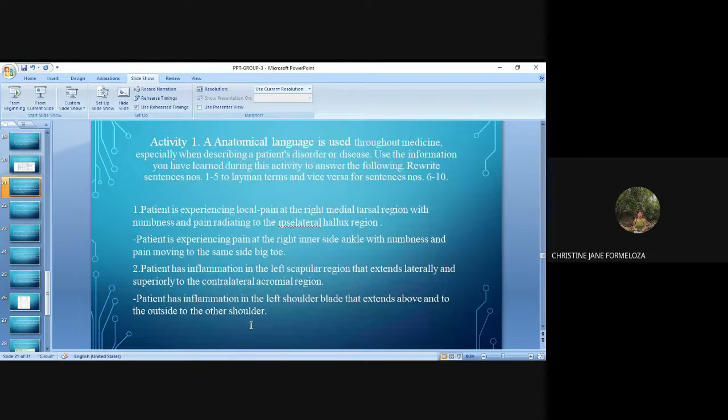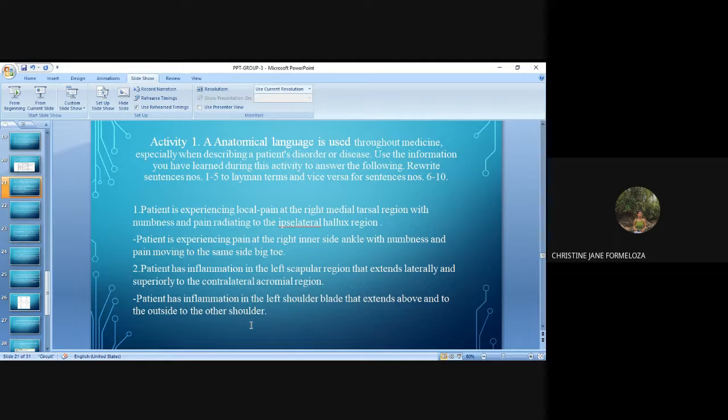For the deep dive activity 1, anatomical language is used throughout medicine, especially when describing a patient's disorder or disease. Use the information you have learned during this activity to answer the following. Rewrite sentences number 1 to 5 to layman's terms and vice versa for the sentences number 6 to 10.